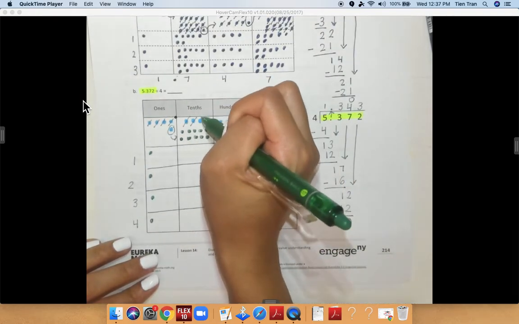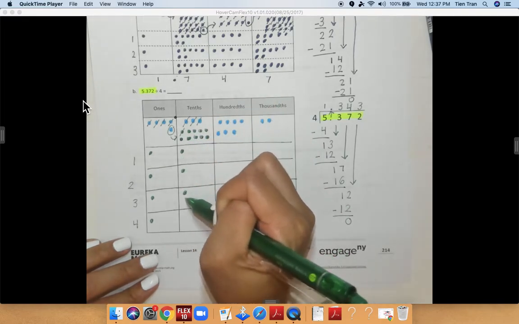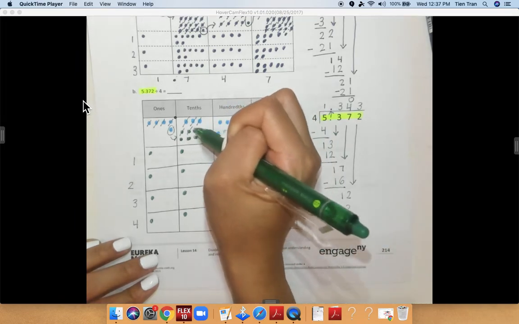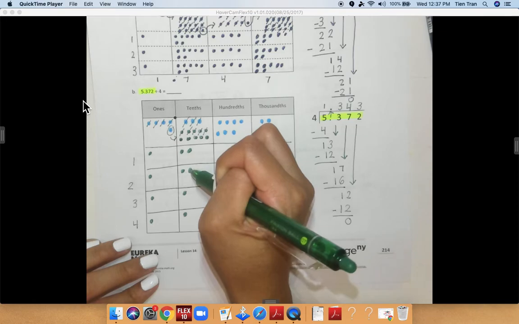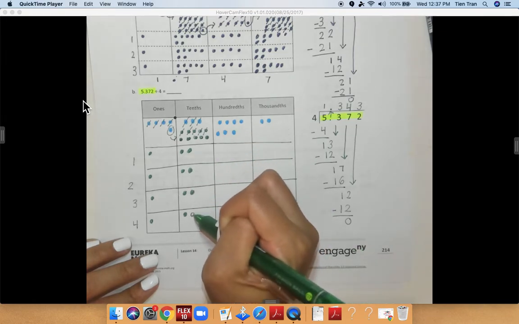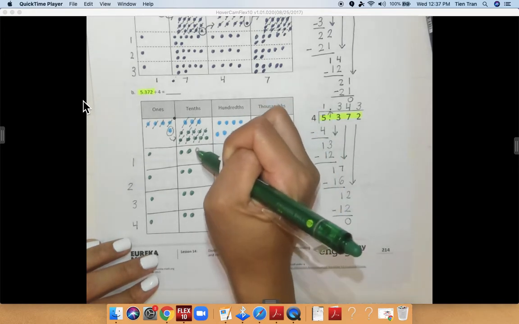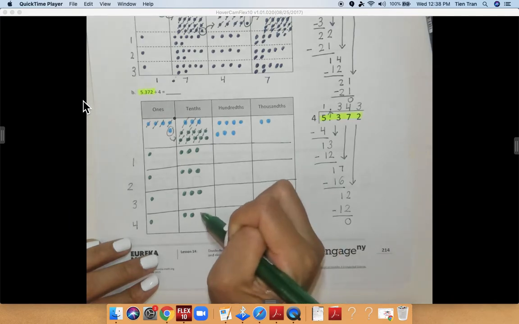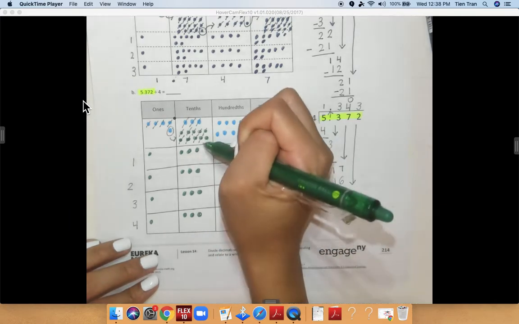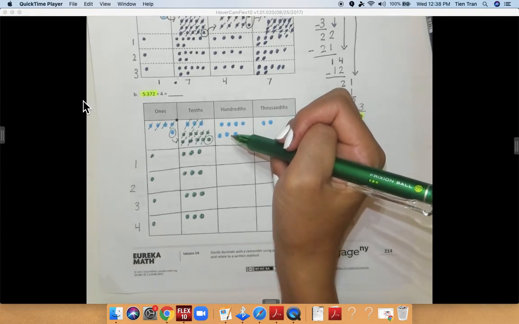I know I have 1, 2, 3, 4. And again, 1, 2, 3, 4 for each group. Okay. Now I notice that I have a remainder, so I'm going to move my remainder over.